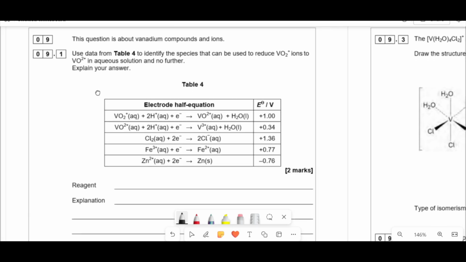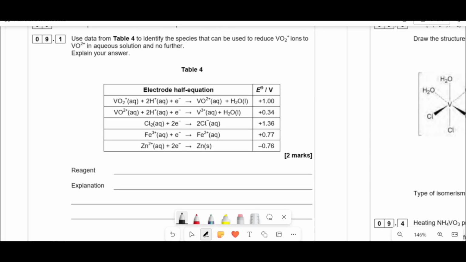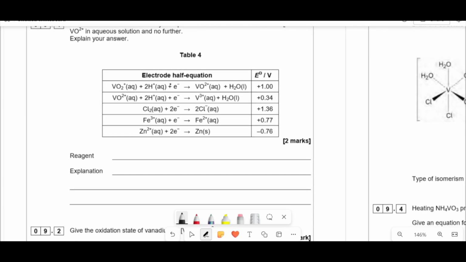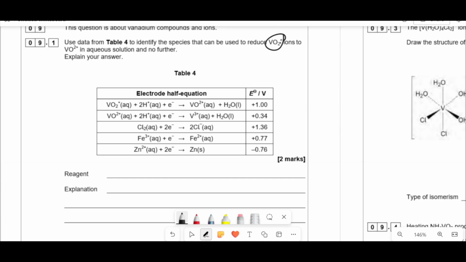So this question is about vanadium and its compounds and its ions. It says here, identify the species that can be used to reduce VO2 plus to VO2 plus in aqueous solutions and no further, and explain your answers. So we need to find whichever one is making it go in that direction, right? So we're going from VO2 with a 1 plus to VO with a 2 plus.